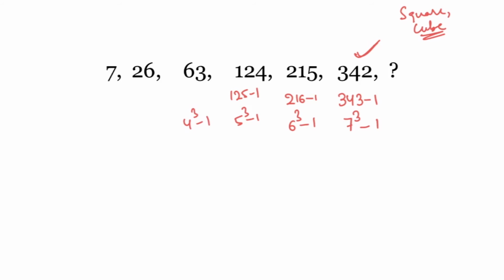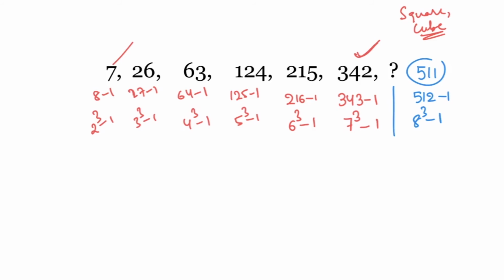63 is 4 cube minus 1, that is 64 minus 1, 63. And 26 is 3 cube minus 1, 27 minus 1, 26. And 7 is 2 cube minus 1, 8 minus 1, that is 7. The pattern is cube minus 1. So missing term, next term is 8 cube minus 1. 8 cube is 512 minus 1. 512 minus 1 is 511.